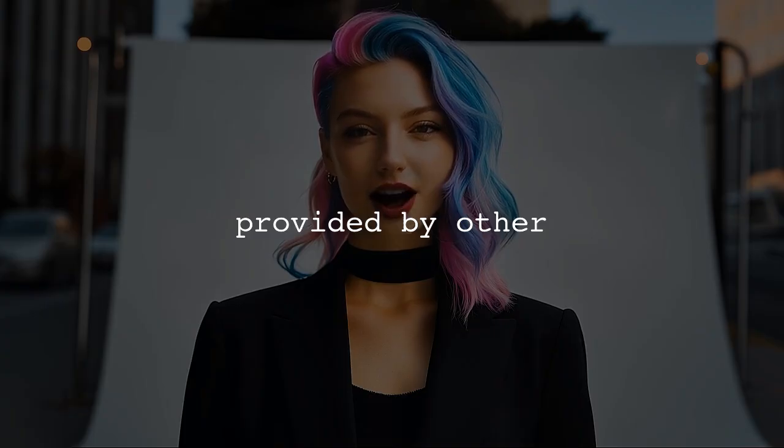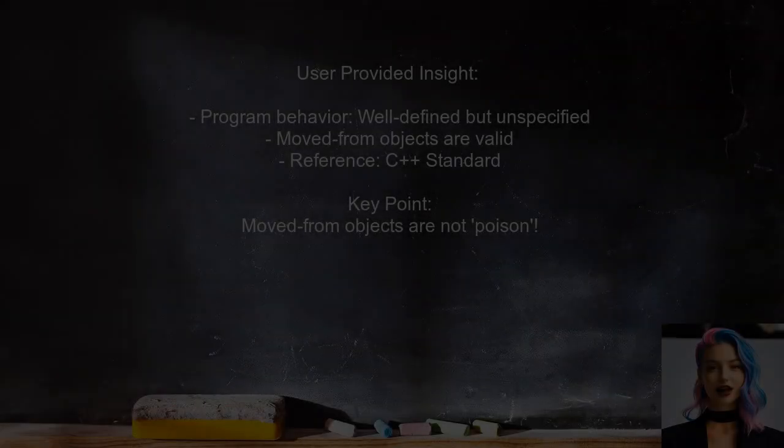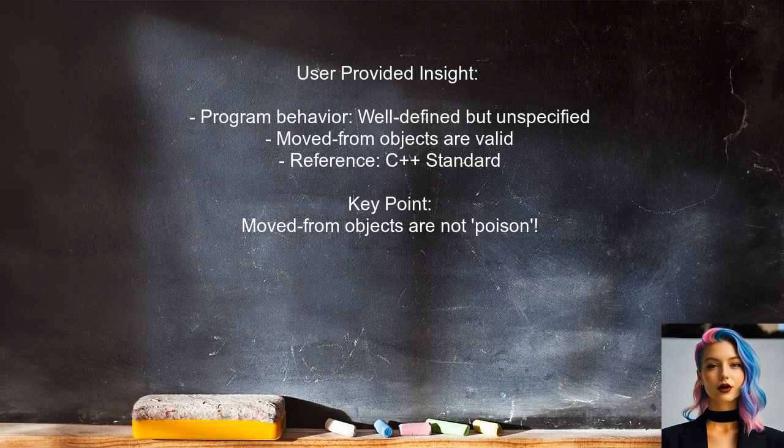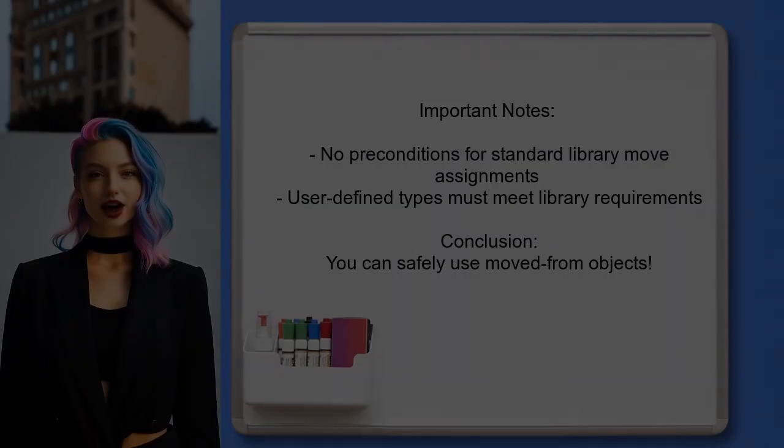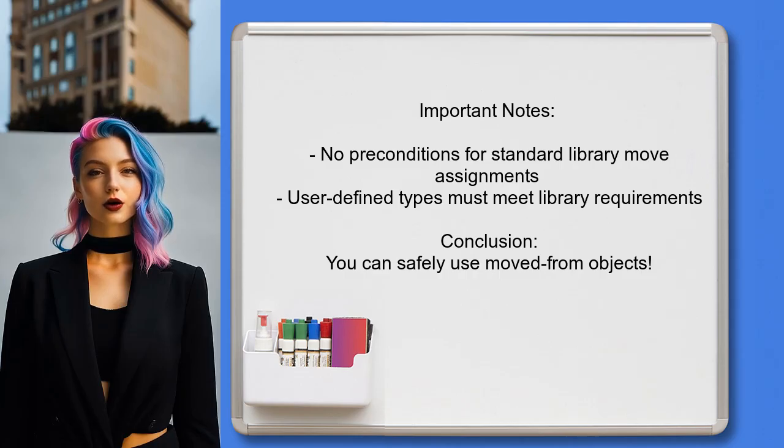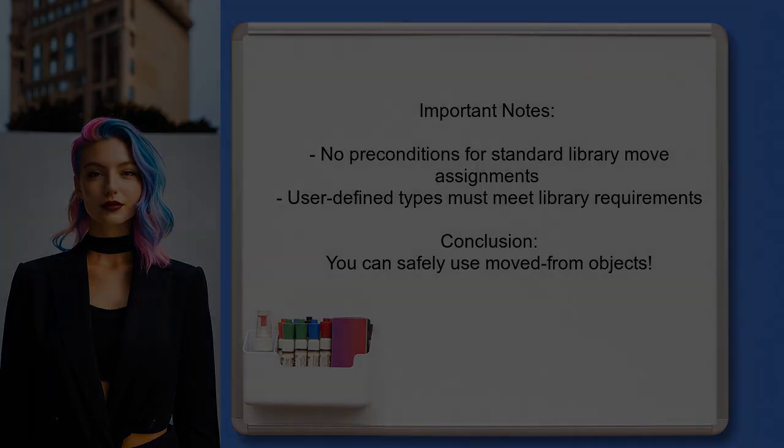Now let's look at the answers provided by other users. The user clarifies that your program's behavior is well-defined but unspecified. This means that while the state of the vector is valid, you won't know its exact state without further inspection. They reference the C++ standard, which states that moved-from objects are not poison and can be safely used, even if their values are unspecified. They also explain that standard library types do not have preconditions for move assignment, meaning you can use them regardless of their state. This applies to user-defined types as well, as long as they meet the library's requirements.